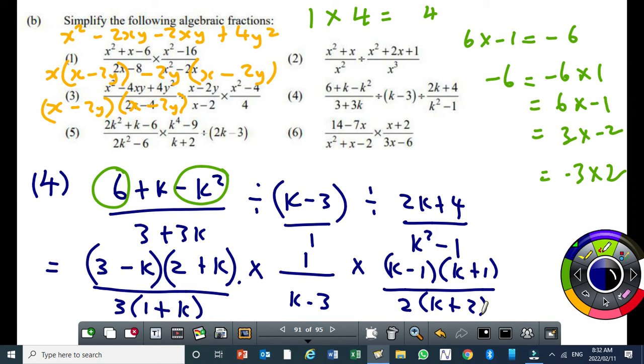Okay? Now let's cancel out some of the terms. Now be aware that 1 plus k is the same as k plus 1. Do you agree with me there? 1 plus k is the same as k plus 1. So this k plus 1 and that 1 plus k, they cancel out. Then this 2 plus k and that k plus 2, they also cancel out. Now we have got 3 minus k, and then in the denominator we have got a k minus 3. It means if I want to simplify, I have to factor out a negative.